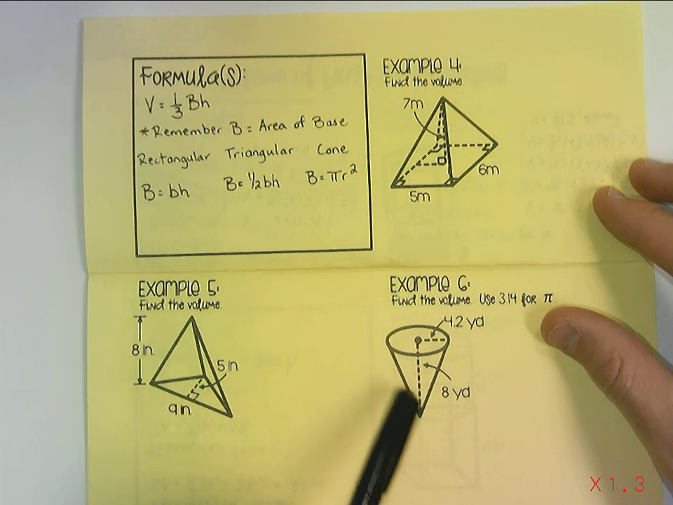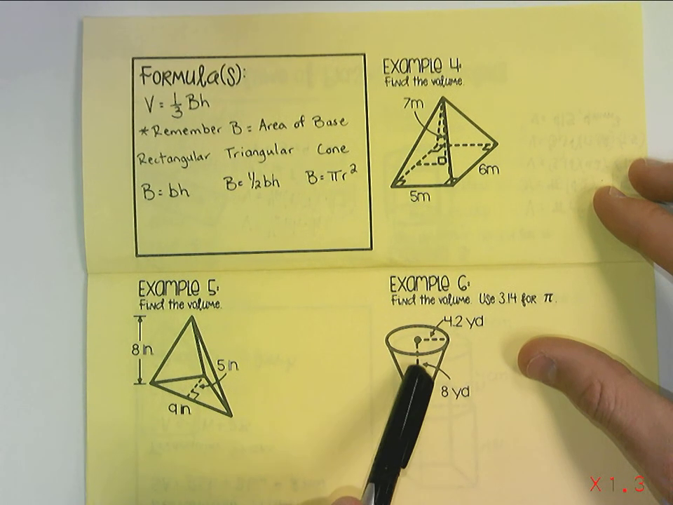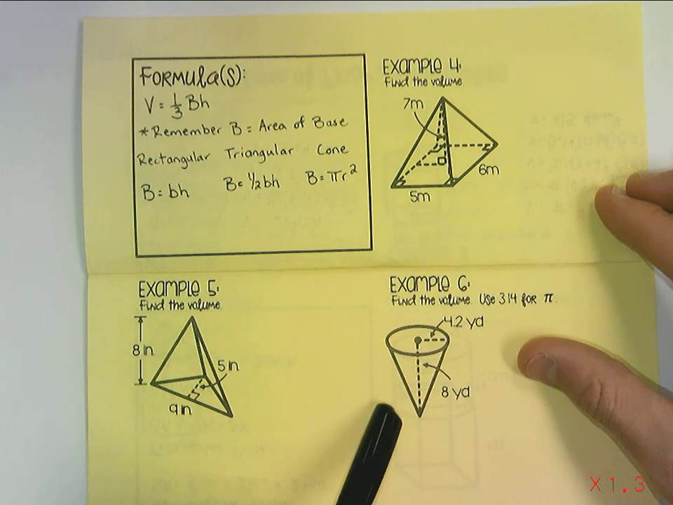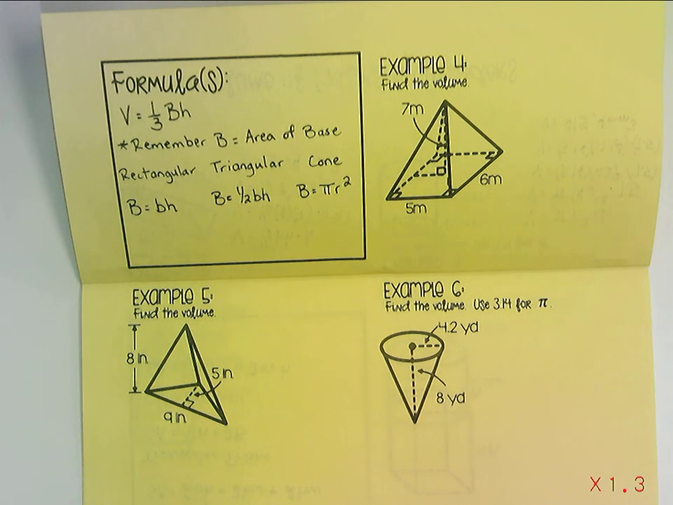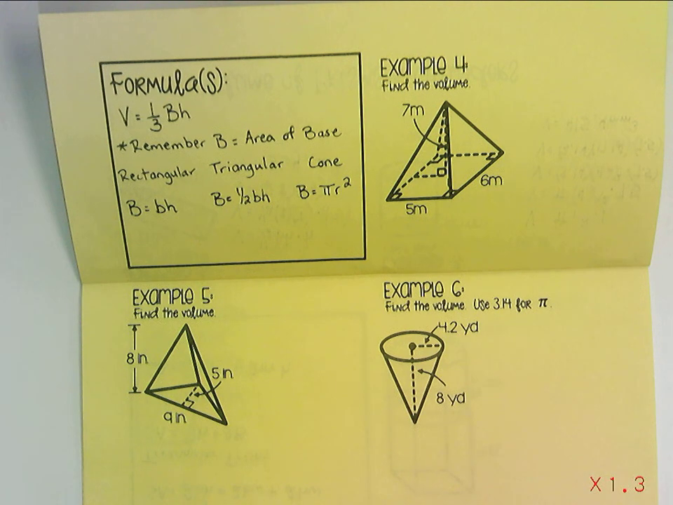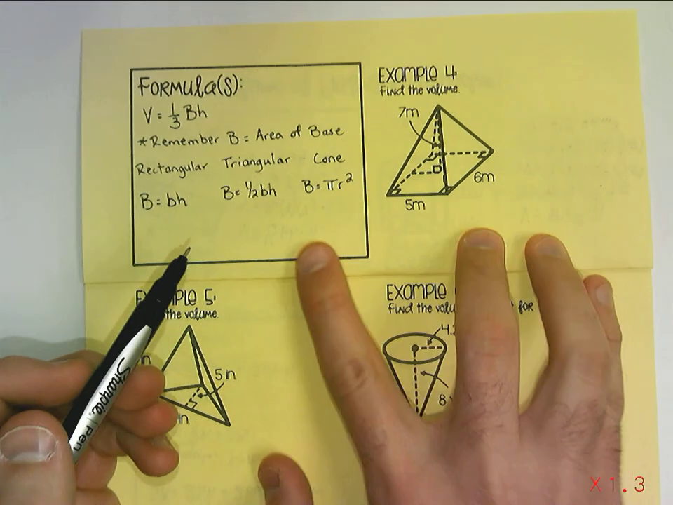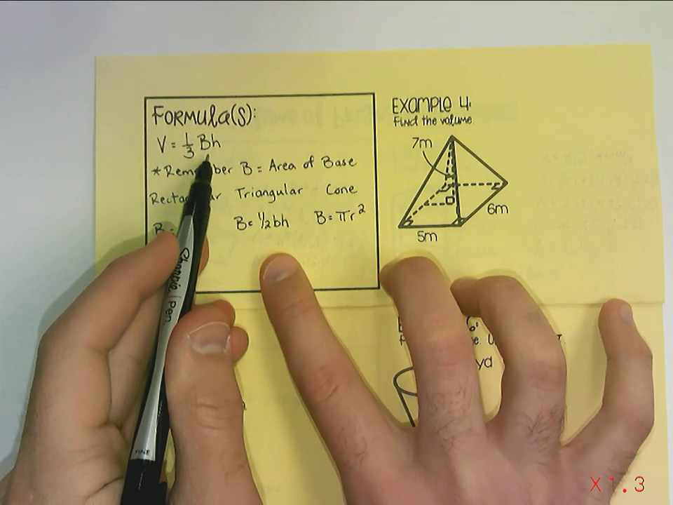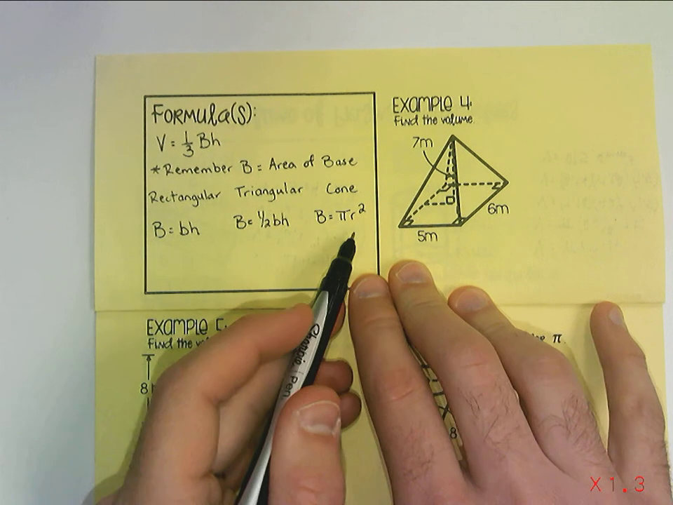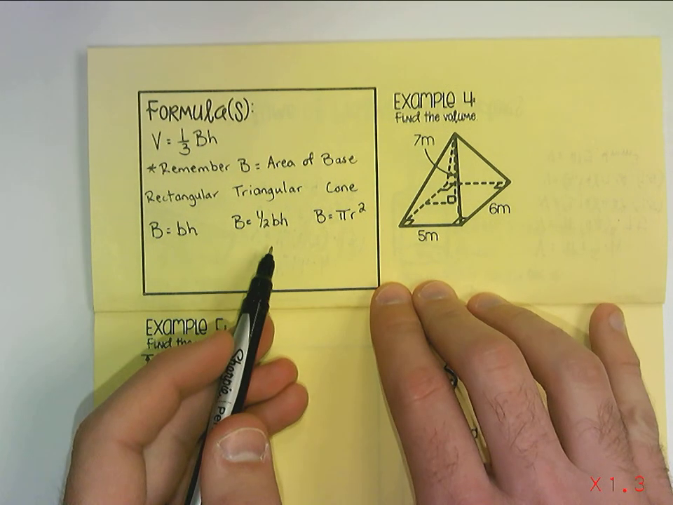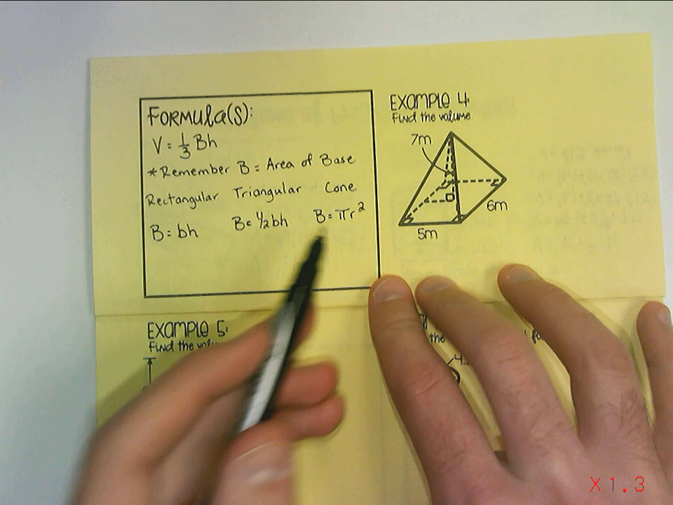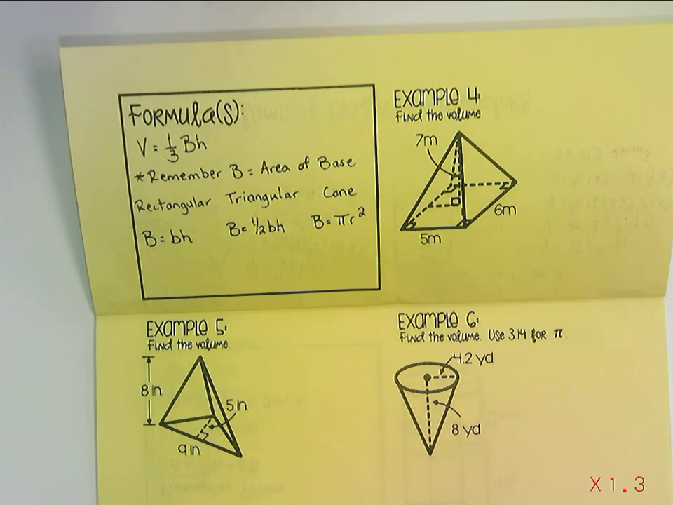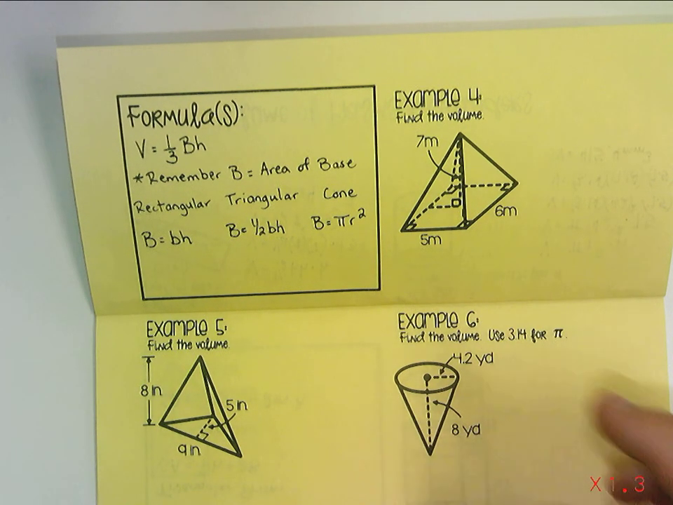The same case is true for a cone. It is 1/3 the size of a cylinder. So that's where the 1/3 is coming from, in case you've ever wondered that. So let's start with our first one here. Again, we have the big B, remind you of your areas of your bases that you're looking for. So rectangular is base times height, triangular 1/2 base times height, and cone would be pi r squared in this case.